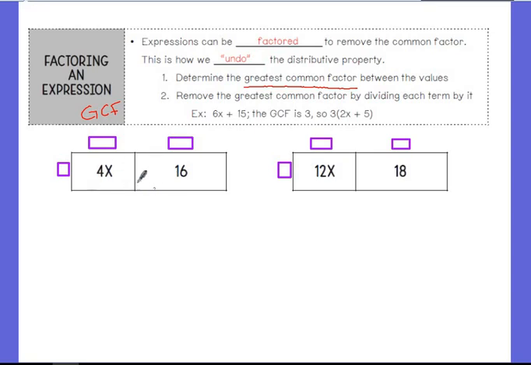So we're going to do that using our area models here. They already found the area. So I have a 4x and a 16. I need to see what numbers are in common between 4 and 16. Well, factors of 4 are 1, 2, and 4. Factors of 16 are 1, 2, 4. I could stop there because I see a 4 here. That's the highest it could go. So I could factor out a 4.